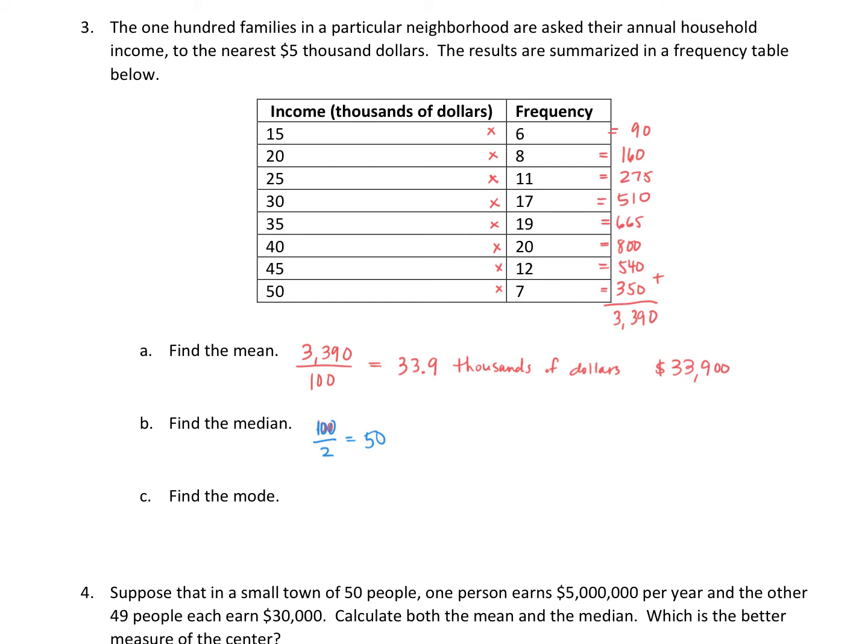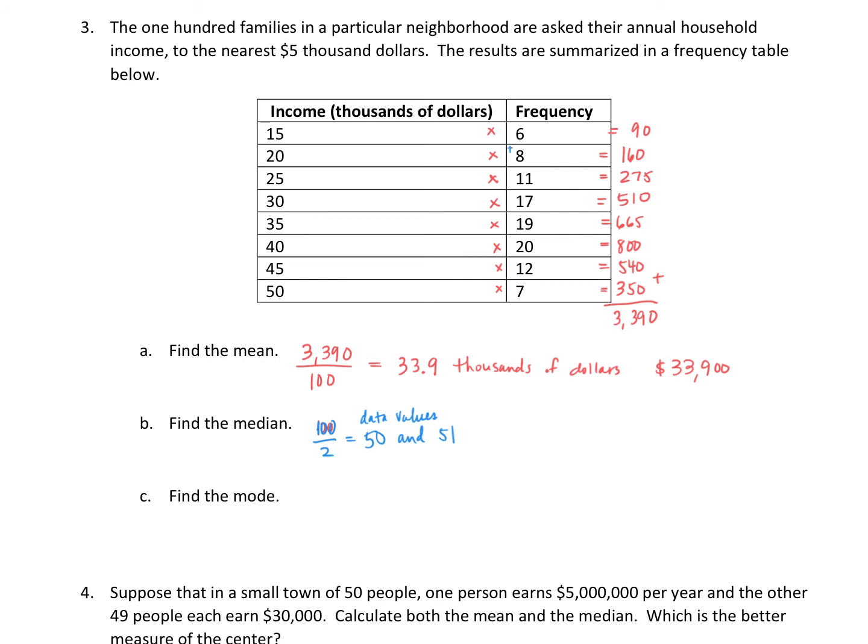So whenever you have an even number of items, you're going to have to take the middle 2 and average them out. So I'm going to be looking for data values 50 and 51. I'm going to have to figure out where they land here. So what I'm going to do is start adding these frequencies up.